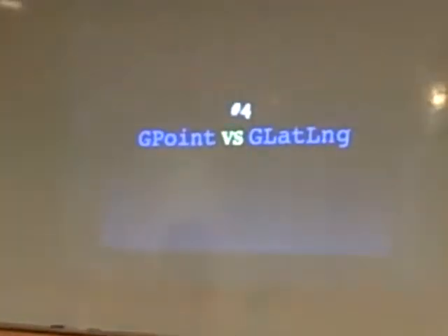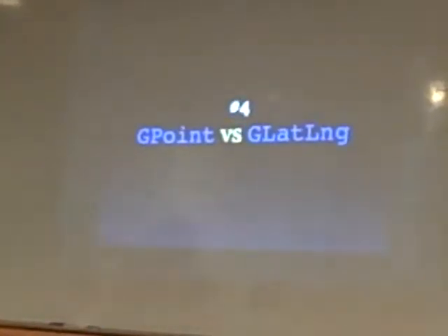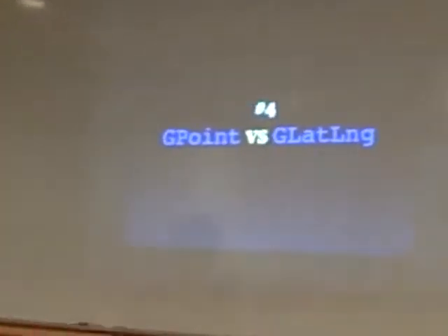Then you have to understand, especially if you want to do something like G overlay, the marker in the middle that doesn't move, the concept between a G point, which is your division pixel, and the coordinate system in Google Map, which is lat and long. These are some of the things you do want to look at.